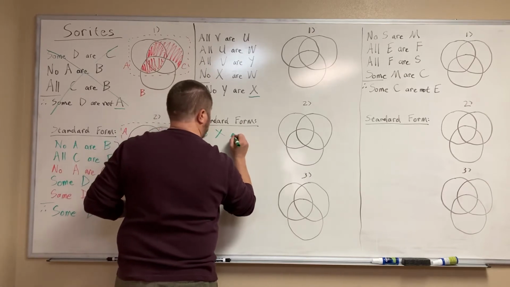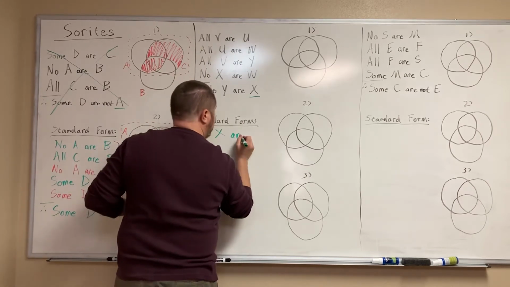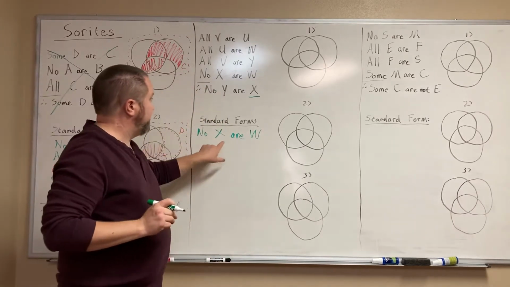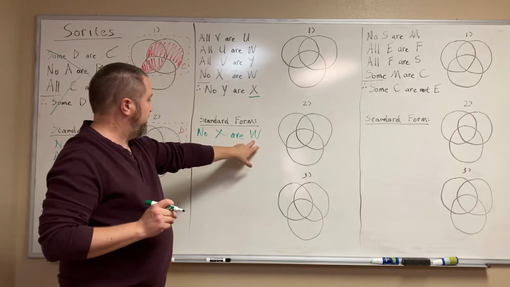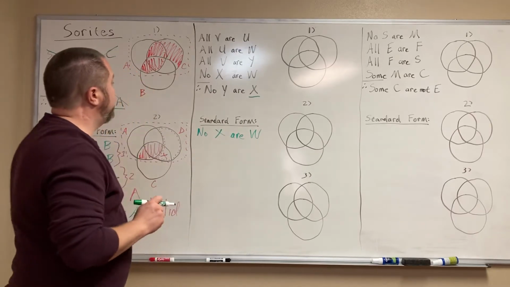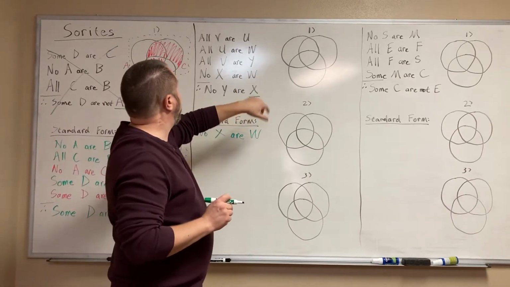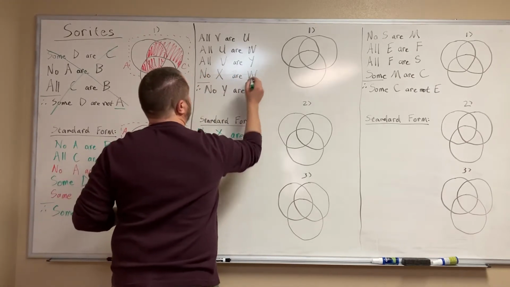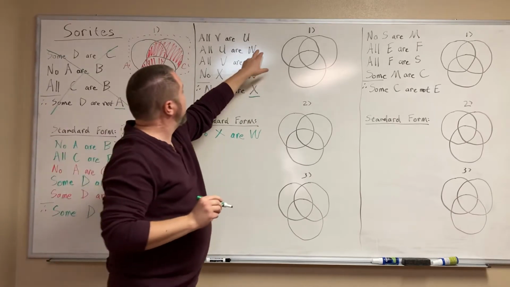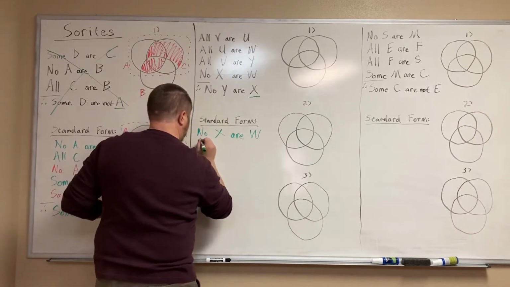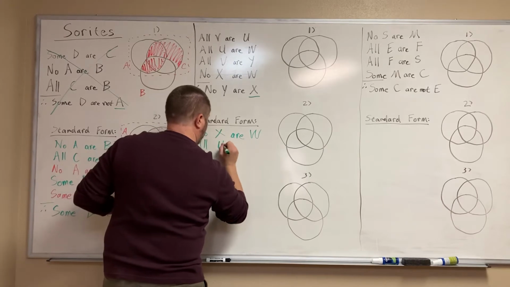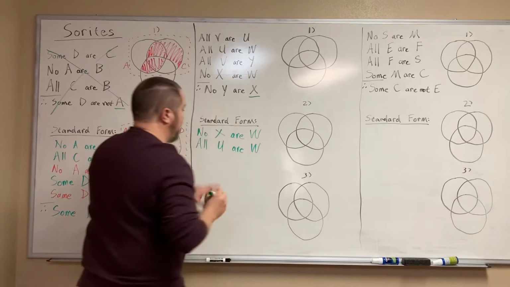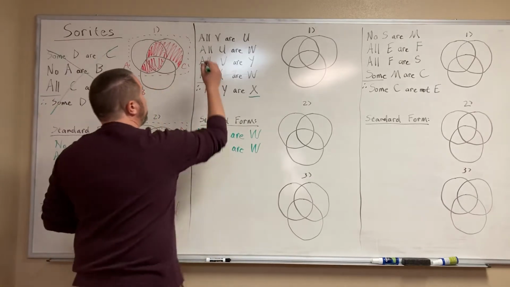No x are w. And then we look at the second term. We've already used up the x, so we look at the second term, w. There should be one other premise with w in it. So let's cross that off there. So all u are w. Okay, so we've used up w.